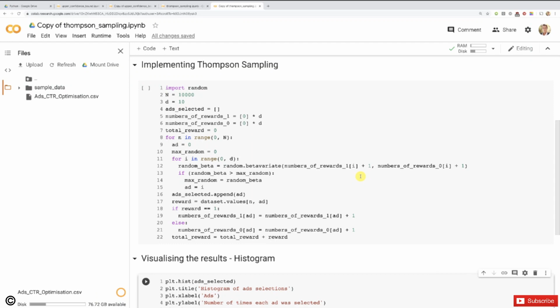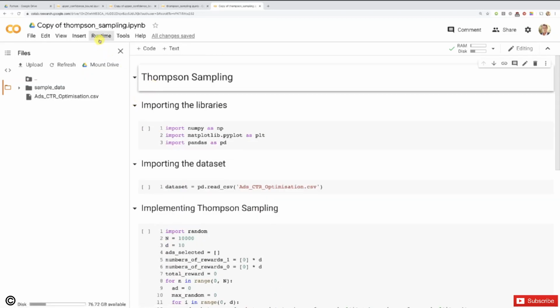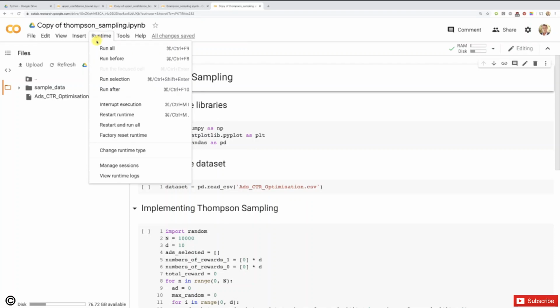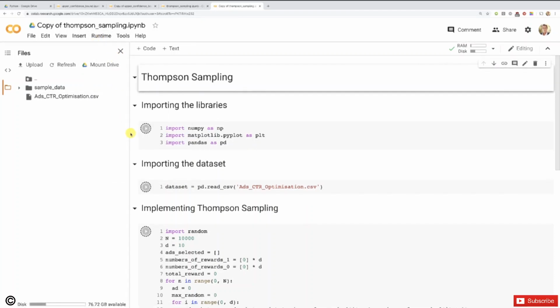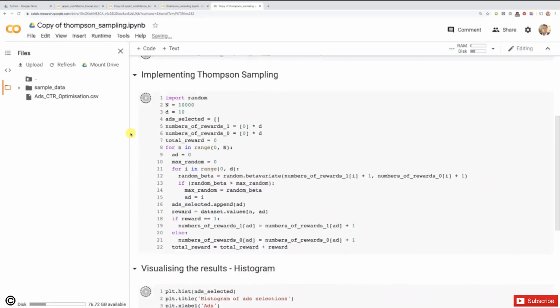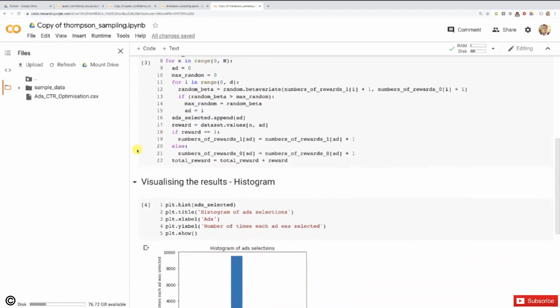So I suggest that we do a run all so that we can quickly experiment with the different numbers of rounds. And we're going to start with 10,000, of course, just to make sure that Thompson sampling works correctly. So let's do this. Let's click runtime here and then run all. And now all the cells will be running, including this one. Everything seems to be all good.